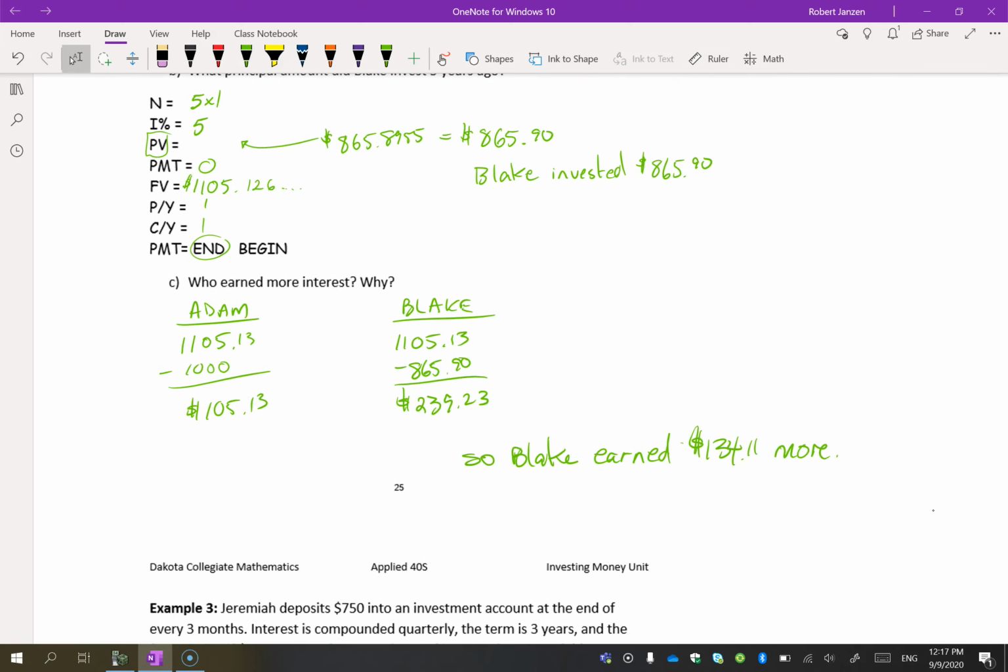What's the moral of the story? Who would you rather have been? Well, Blake had money. So Blake made more interest, but that's because he had more money initially. He was able to put in a lot more of his money earlier at the beginning of the 5 years. It allows him to make more money on interest. On the other hand, Adam ended up with the same amount even though he started with nothing.